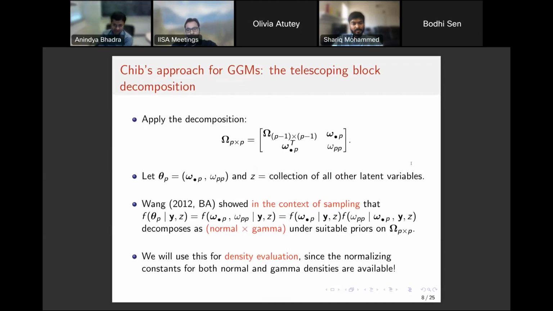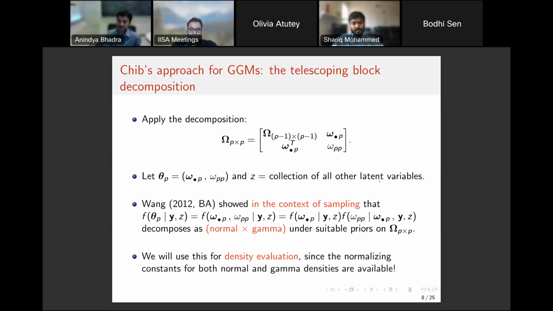So suppose we work with this decomposition, all right? So we have this omega, that's a P by P matrix. So we simply decompose the matrix in this way. And I hope it is self-explanatory. So this omega_{P-1,P-1} is the upper left P minus 1 by P minus 1 block. Omega_{·P} is a vector of length P minus 1, and then omega_{PP} is a scalar. Okay, so this omega_{·P}, omega_{PP}, which together I'm calling theta_P, is simply the last column of omega, P by P, right? And then by Z, I'm collecting all the other latent variables into Z.